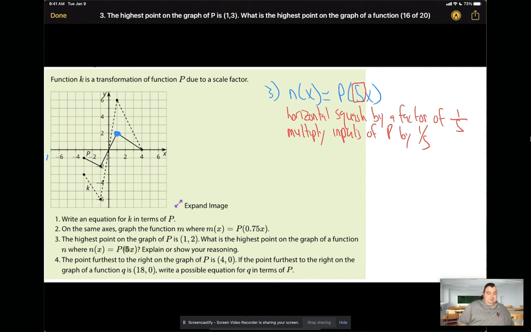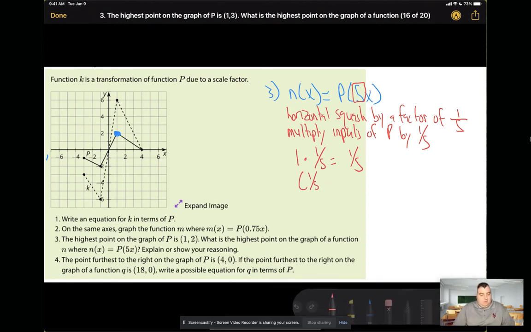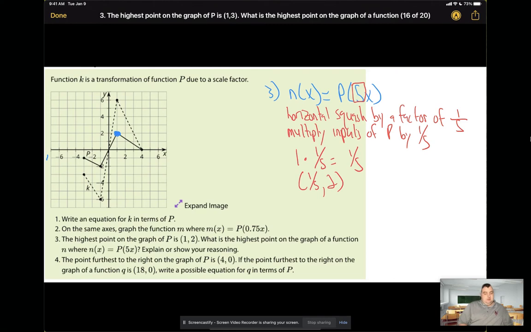So if my high point is 1 comma 2, I need to take the x value of that point, which is 1, and I need to multiply that by 1/5. So the new x value is going to be 1/5, and the y value is going to stay at 2. Okay, so what is the highest point on the graph of a function n where n of x equals P of 5x? The answer is 1/5, comma 2.